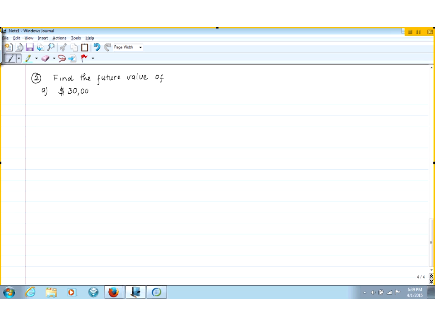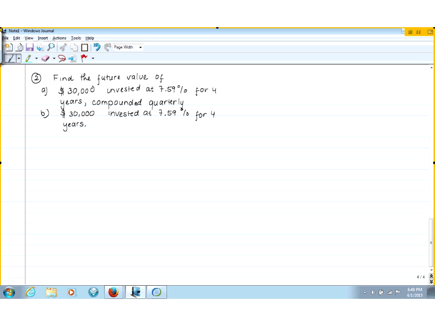So find the future value of, so A, if I have $30,000 invested at 7.59% for 4 years, compounded quarterly, okay, and B, $30,000 invested at 7.59% for 4 years, but this time it is compounded continuously.